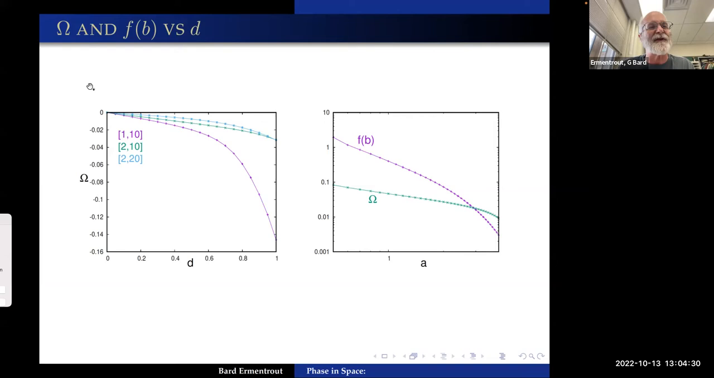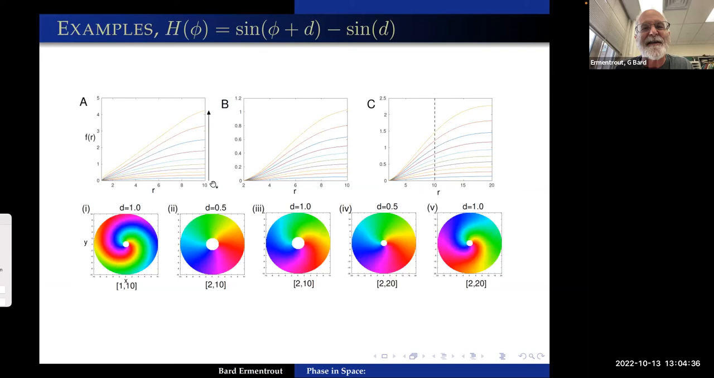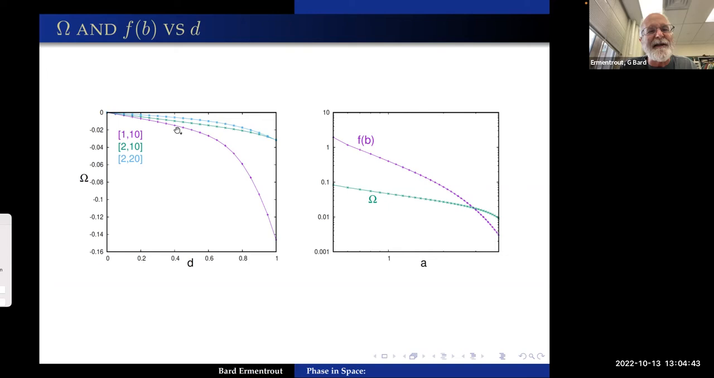And here are some examples of omega, the net ensemble frequency, and F at the endpoint, that's the F at this end, as a function of D, as a function of the twist. And you can see that as the twist gets bigger, that omega gets bigger. And as A gets smaller, you can see that F of B grows as a power law with A, okay? As this is a log-log plot, and as the inner radius gets small, F of B is getting bigger and bigger, like a power law. So that means that the twist of the spiral is getting more and more intense.